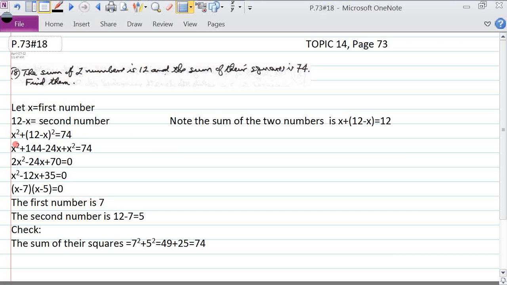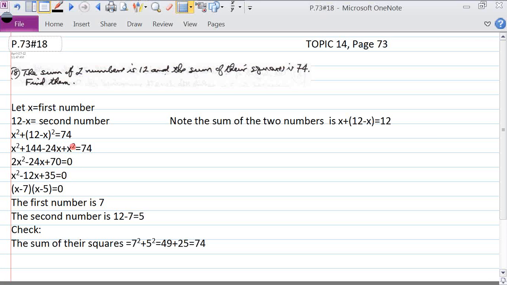So now this x squared becomes this. (12 minus x) squared is 12 minus x times 12 minus x. That is 144 minus 24x plus x squared. In other words, the first times the first is 144. Minus x times minus x gives you plus x squared. And the inner is minus 12x, the outer is minus 12x, so you get minus 24x, and the total equals 74.